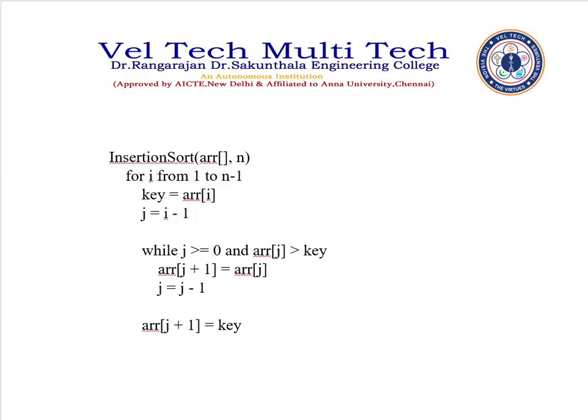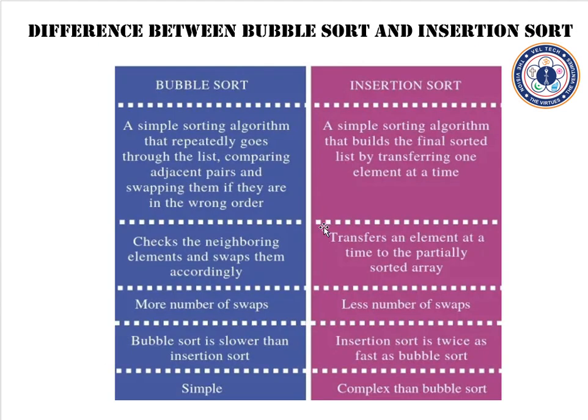That's it. So this is how it works, and to summarize, we'll have the comparison of bubble sort and insertion sort. In bubble sort we repeatedly check the list and compare the adjacent pairs, and if there is any mismatch we'll swap them. But in insertion sort we build the final sorted list by transferring one element at a time, which means in bubble sort a pair of elements is compared, whereas here each and every element is identified and placed into its correct position at a time.